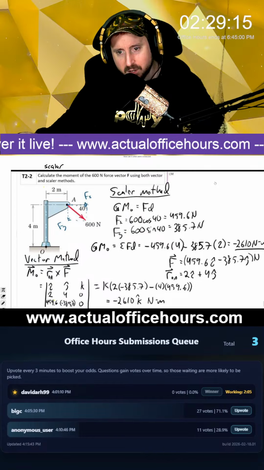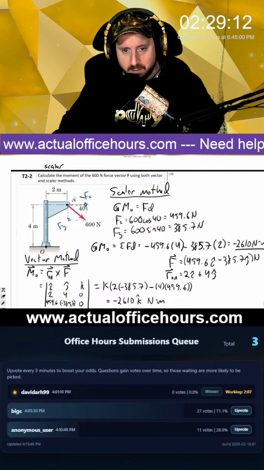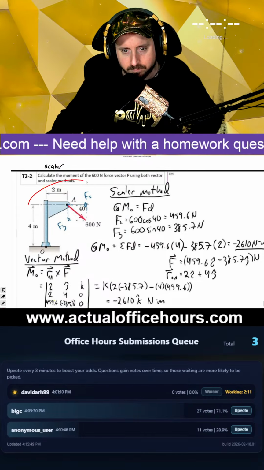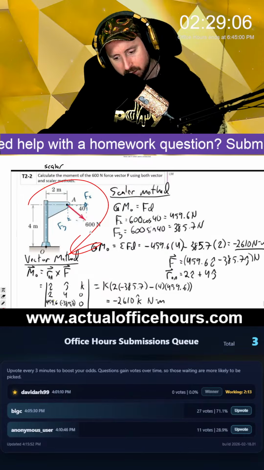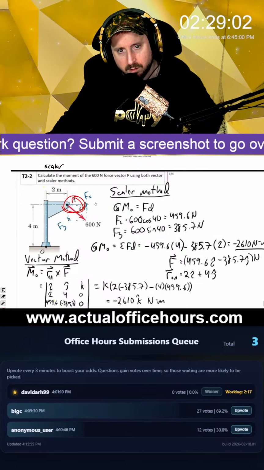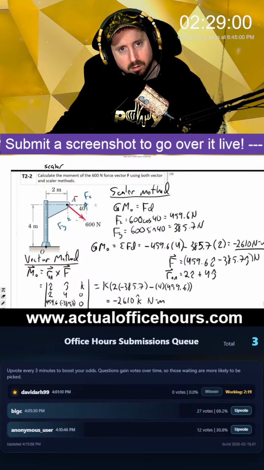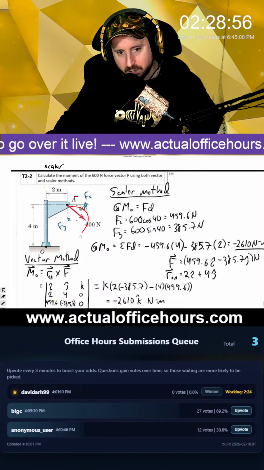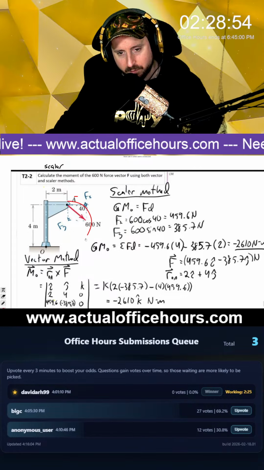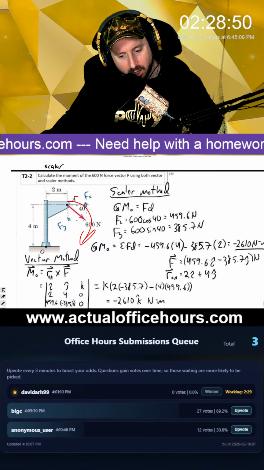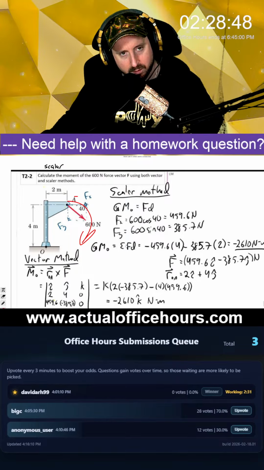It's a plus because it's positive. I see. Well, in my mind, the moment's pointing this way, no? I would say moment's pointing clockwise. You think it's anti-clockwise? I mean, look at this. This is definitely about this rotation point. It's definitely trying to pull it this way. That to me seems clockwise, which would be negative.